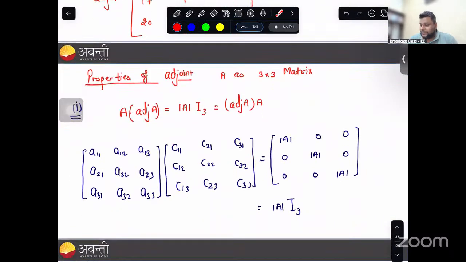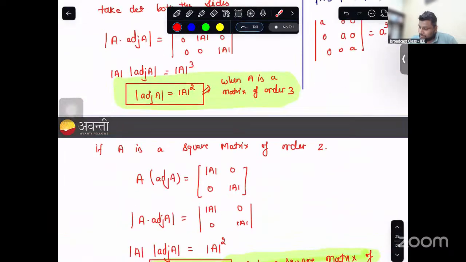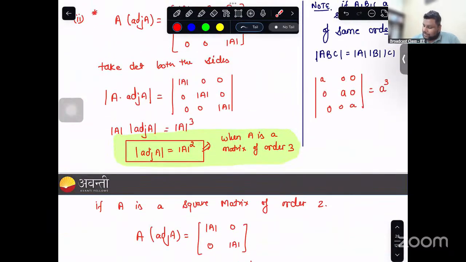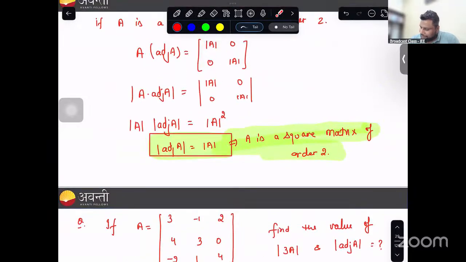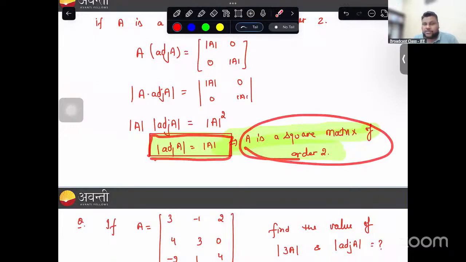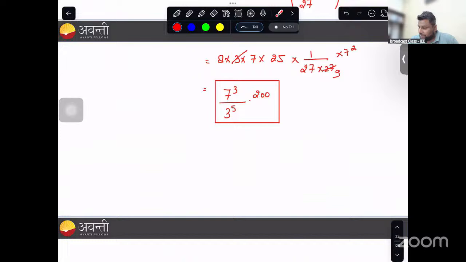Then in properties of adjoint, what we have done is that A into adjoint A is determinant of A into identity matrix, which is also adjoint A into A. Then I taught you determinant of adjoint A is determinant of A square if A is a matrix of order 3. Then determinant of adjoint A is determinant of A if A is a matrix of order 2. Then we have done 2 or 3 questions.